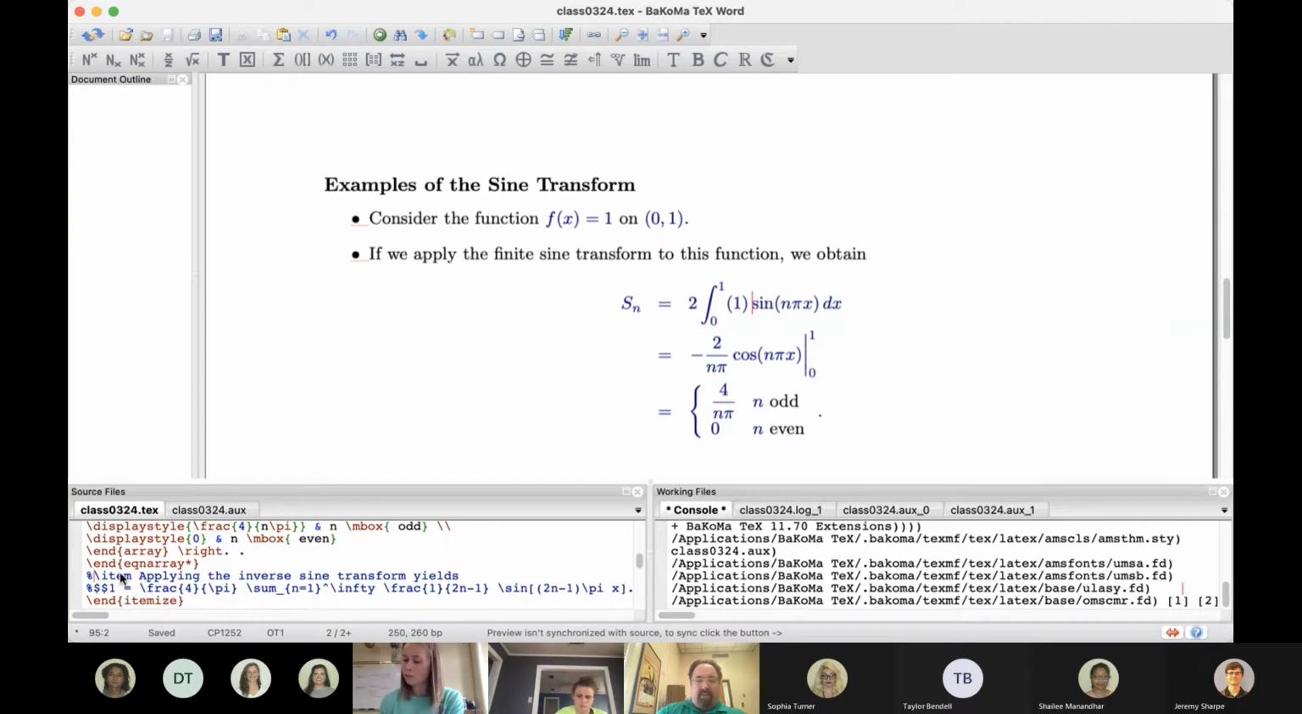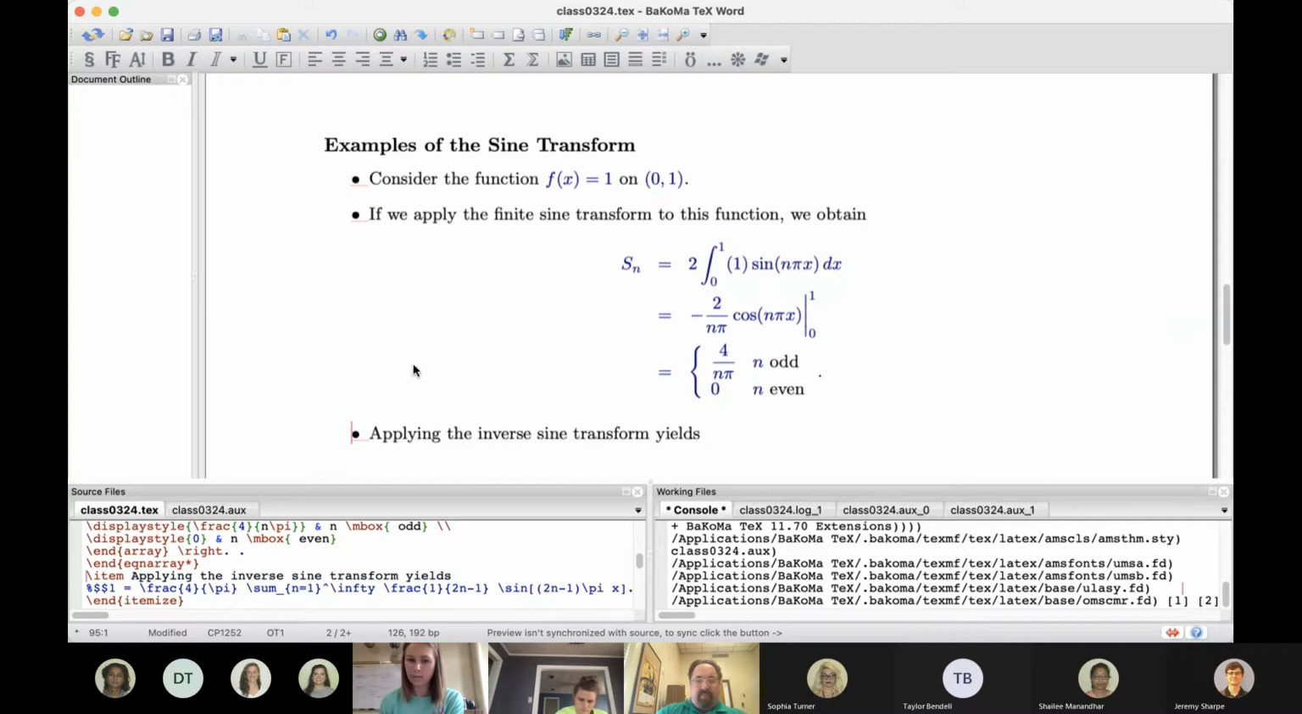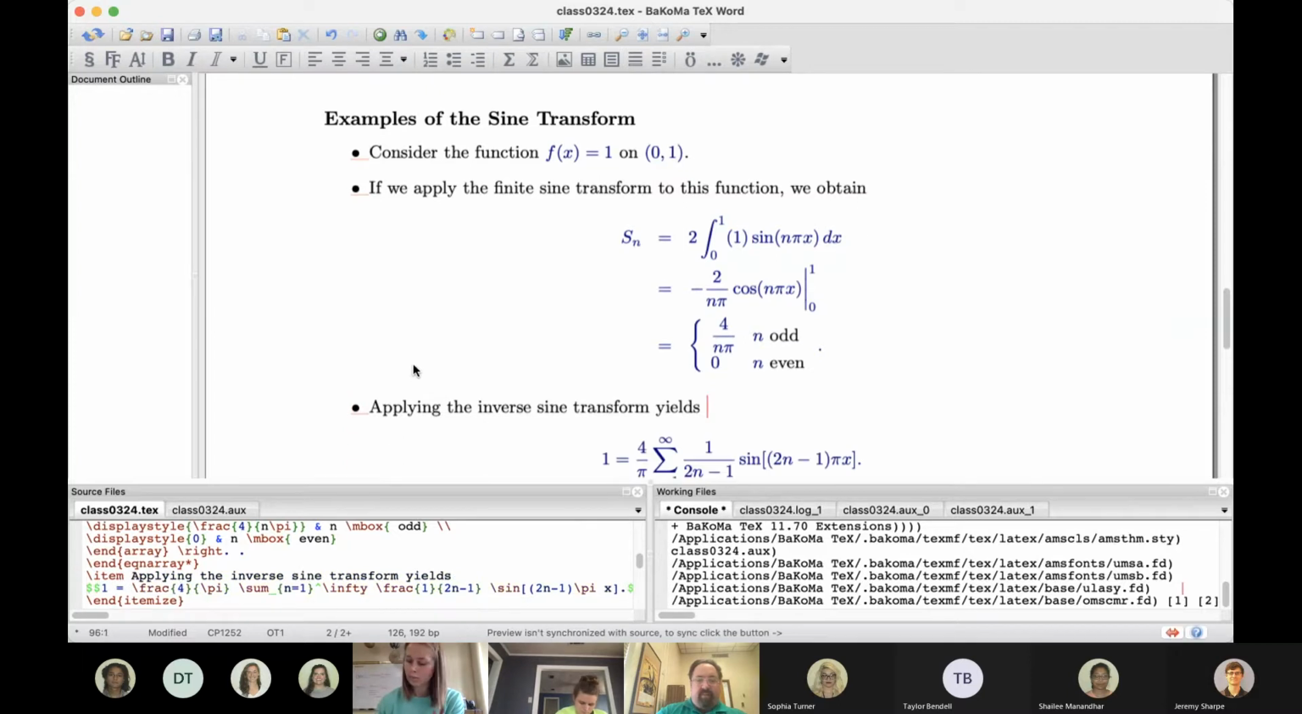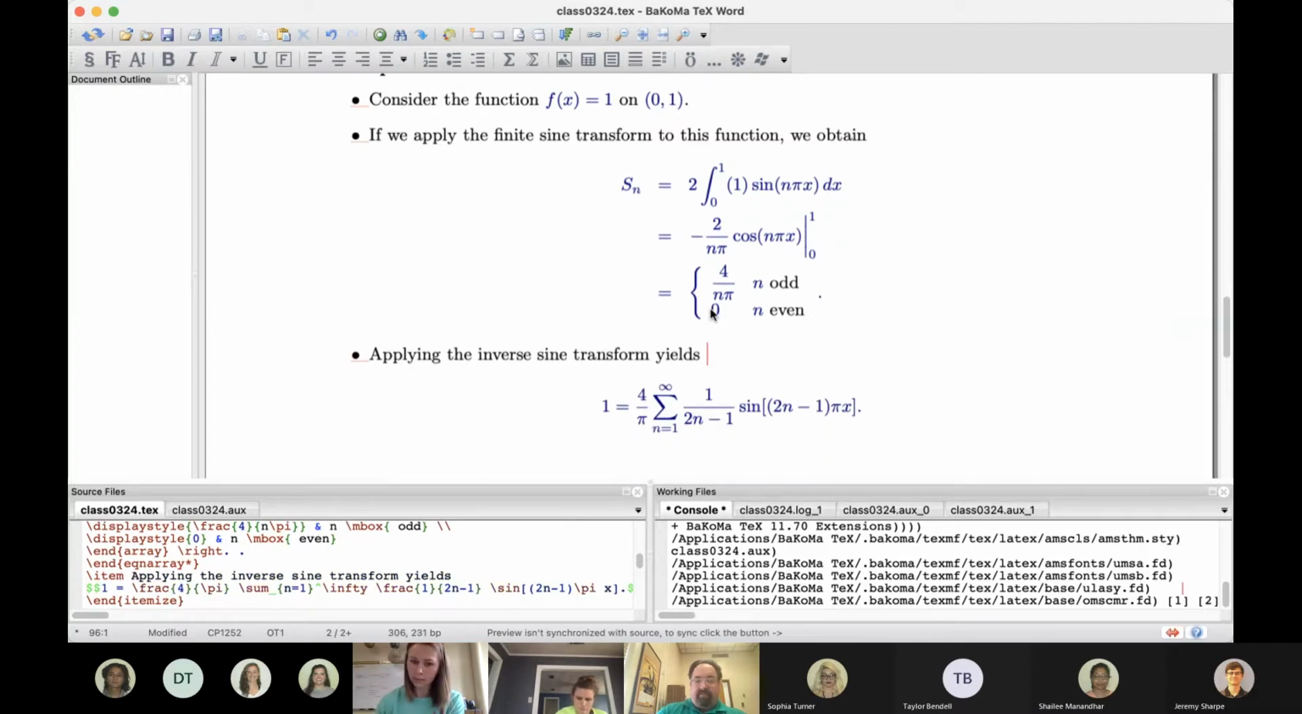So then, to take the inverse transform, what would happen is, here I want only odd numbers down here. So if I start with n equal 1 to infinity, then this gives me 1 over an odd integer, and a 4 over pi I've just factored out.